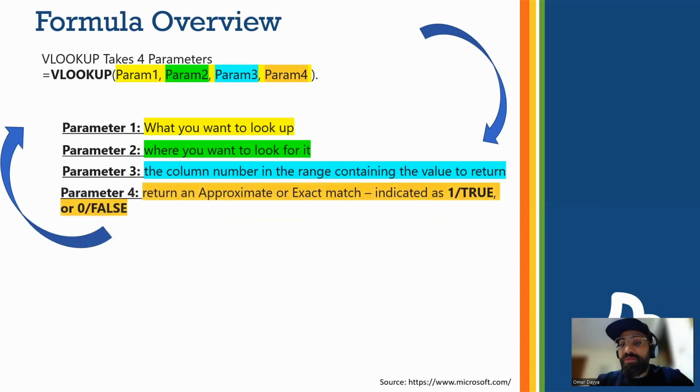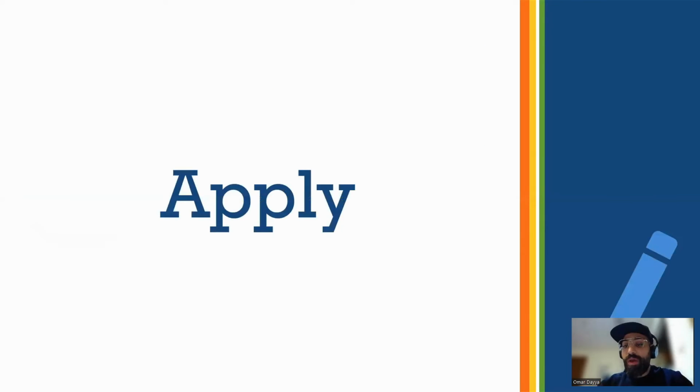And parameter number 4 is whether we want to link this data based on an approximate match or an exact match. And this is a Boolean value that accepts either true or false, or 0 and 1. In our case, that would be an exact match. So let's go ahead and apply our formula on our data.